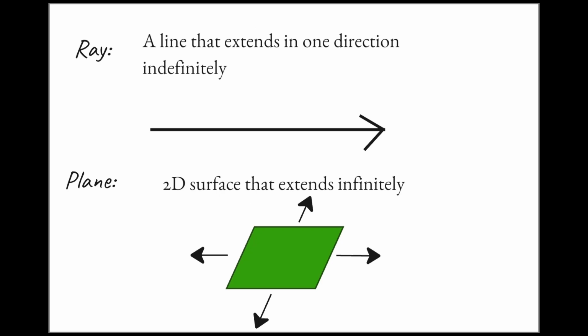Then we've got a ray. So a ray is sort of like a dot and a line mixed together, but instead of the line extending in both directions, it extends in one direction. So it's got a starting point, and then it extends in one direction.